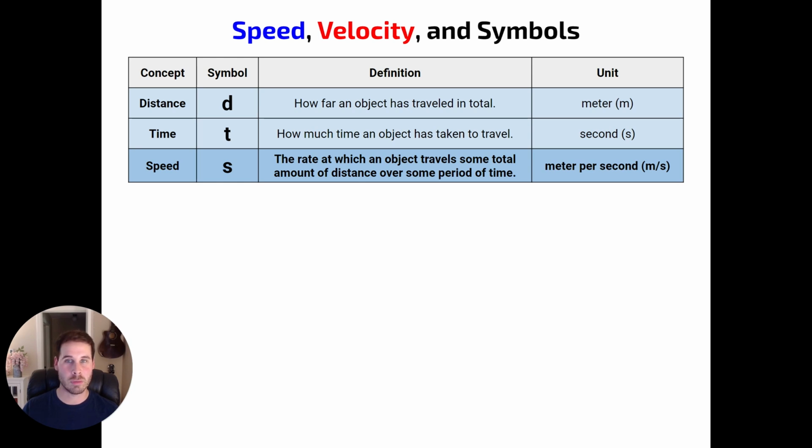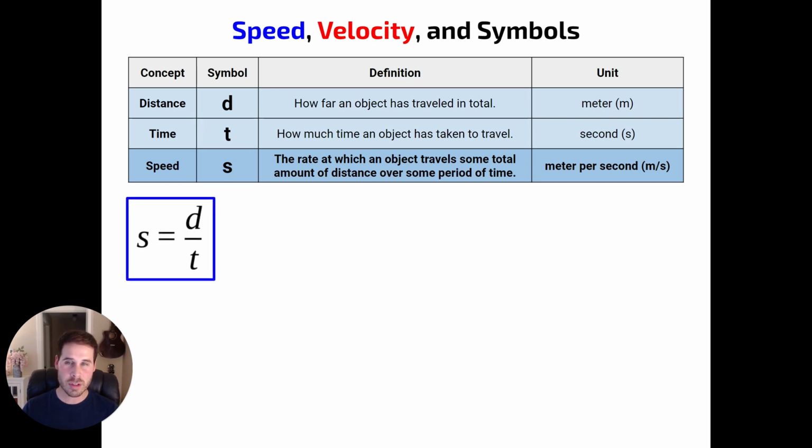Speed is defined as the rate at which an object travels some total amount of distance over some period of time. So it's the distance divided by the time. That's actually how we're going to end up calculating speed. Notice that the unit is actually a combination of the units of distance and time as well. Distance is measured in meters, time is measured in seconds, and so speed, being a combination of the two, has a unit that is a combination of those two units. Meters per second is just meters divided by second.